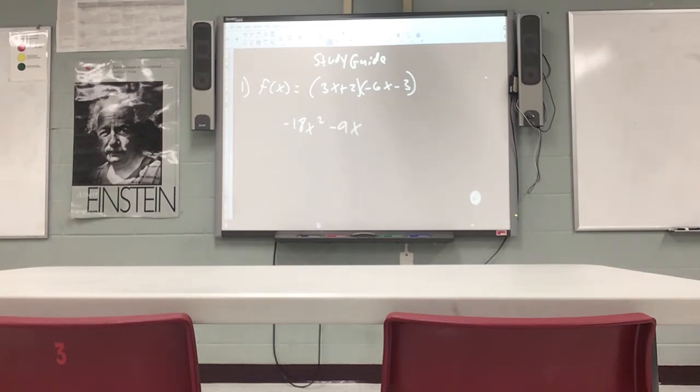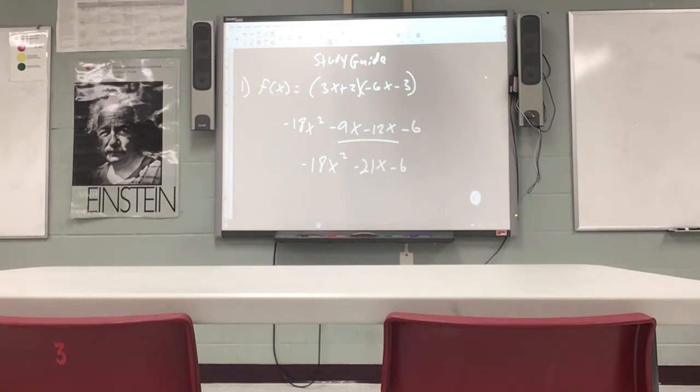Okay, so I've distributed the 3x, now I'm gonna distribute my 2. So 2 times negative 6x is negative 12x. And 2 times negative 3 is negative 6. So just like always, combine those like terms. So you've got negative 18x squared minus 21x minus 6.